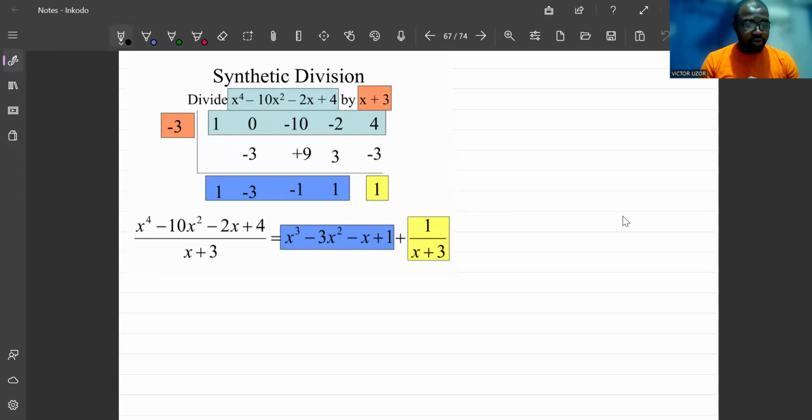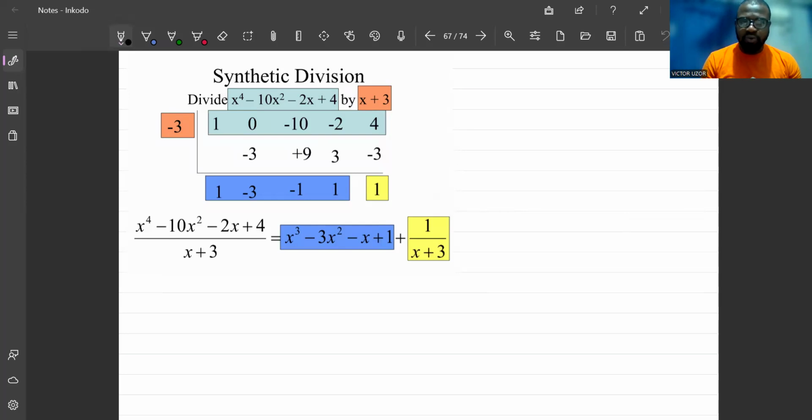Good day, student. Today we are still on polynomials division, but this time I'm going to be teaching you a different method called synthetic division. This method is actually faster and easier to use if you know it well. So how do you do this particular one?